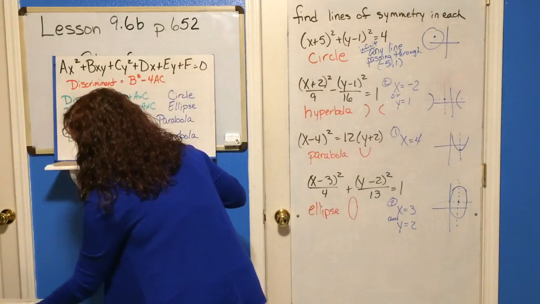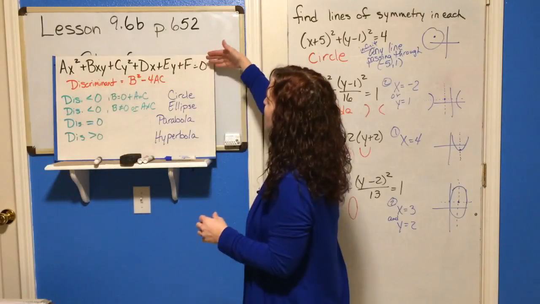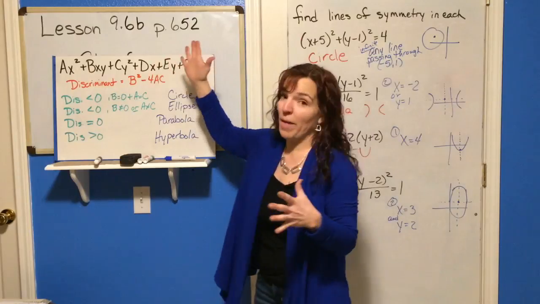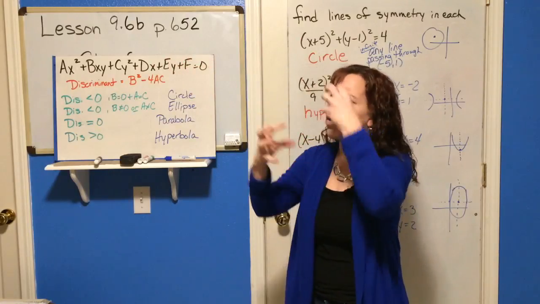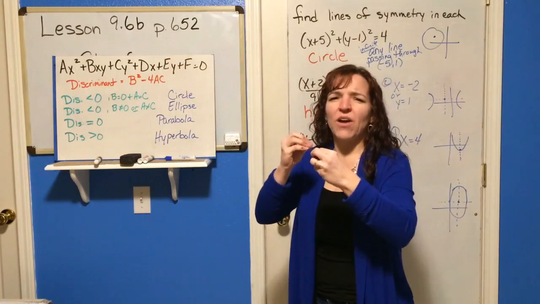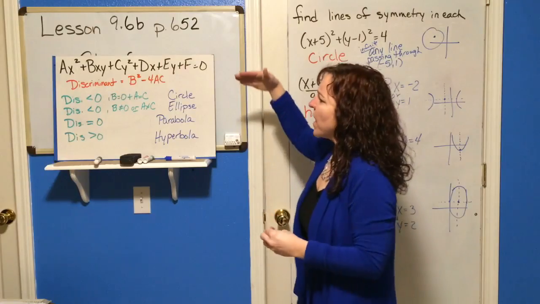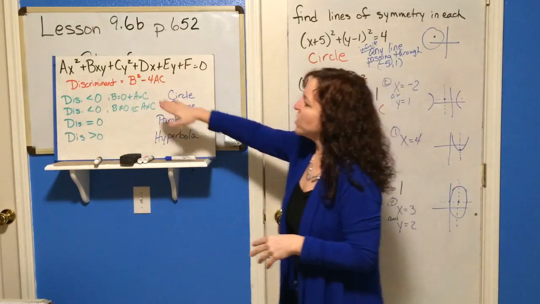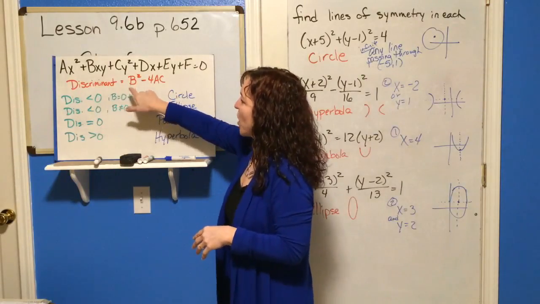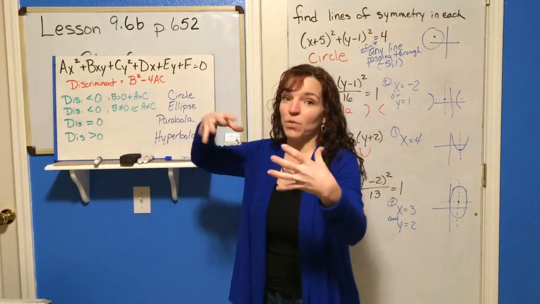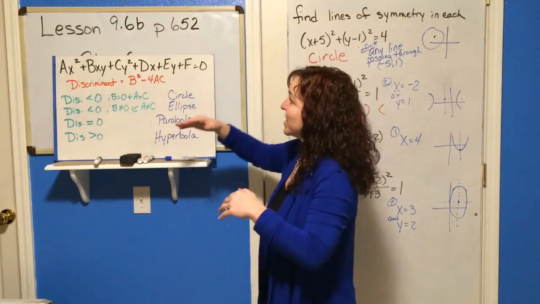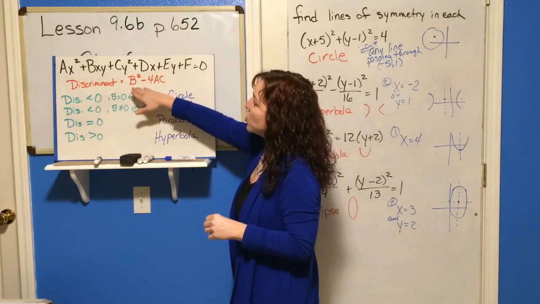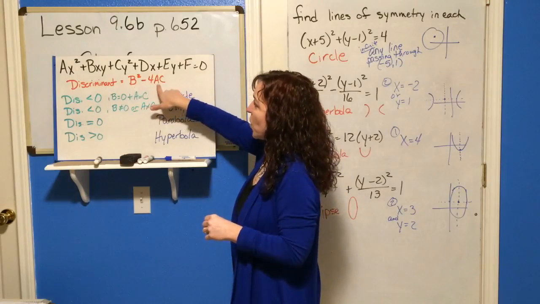So all of these equations could be put into this format. So how do we know what shape we have, what quadratic we have, simply by looking at this? Well, we're going to use the discriminant. The discriminant is b squared minus 4ac. It's just like when we did simple quadratics and they didn't have x's and y's. All right. So the discriminant is b squared minus 4ac.